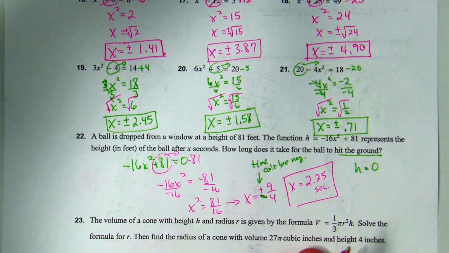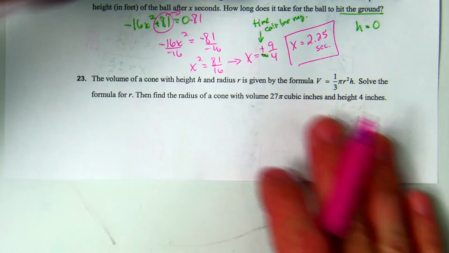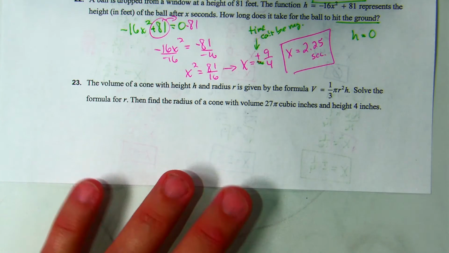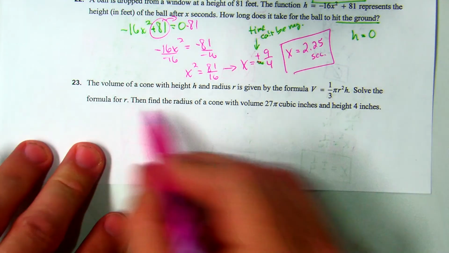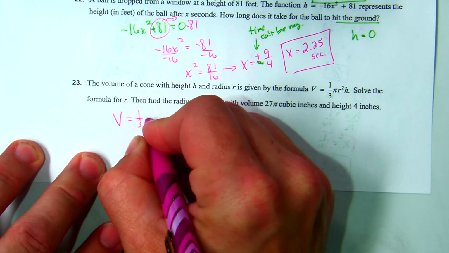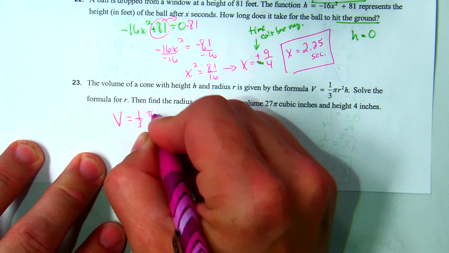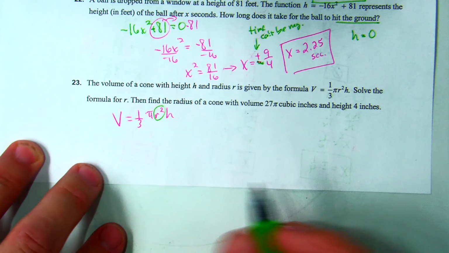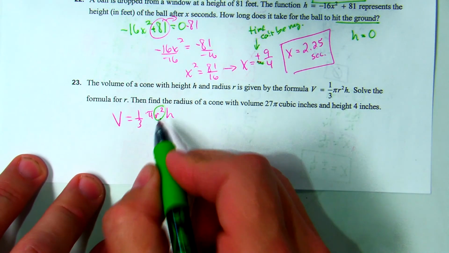Okay, last one. The volume of a cone has a height of h and radius of r given by this formula. And they want us to solve for r. So let's do that first. Volume equals 1/3 pi r squared h. I'm solving for r squared. So I want to get everything out of there except for the r squared.